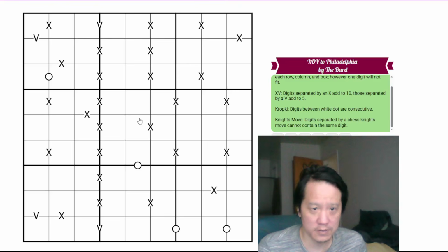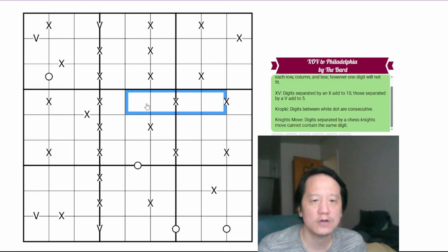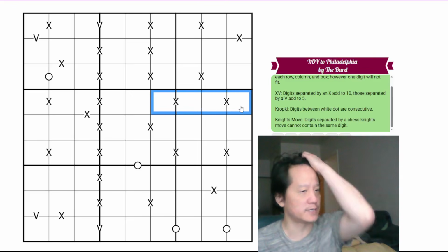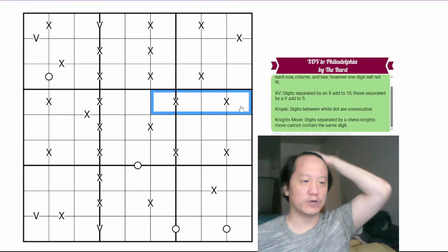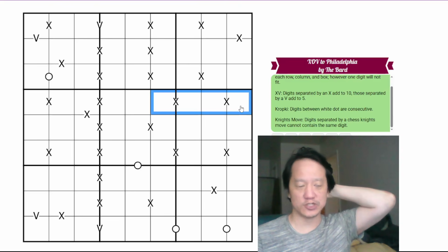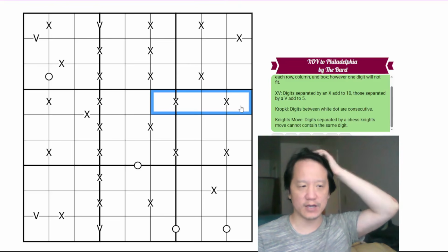Let's go. Okay, this is between a V and an X. This is X, X, X, X. Anything with an X in it cannot have a 1, 0, or 5 in it, right? Because to add up to 10, 0 would have to add up with a 10, which is not a digit. 5 would have to add up with 5.